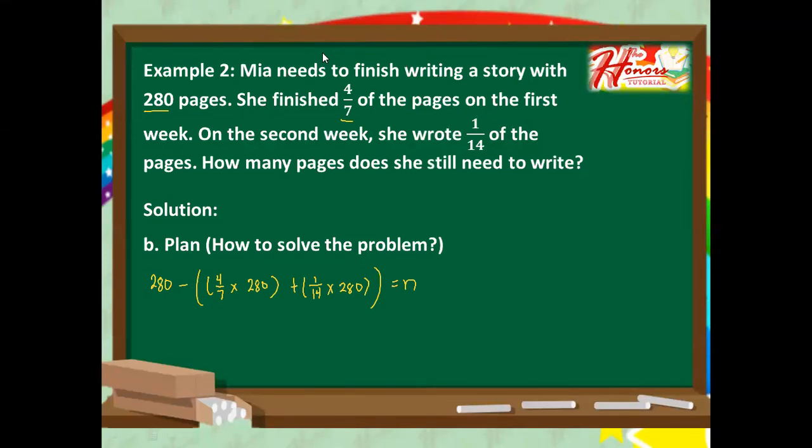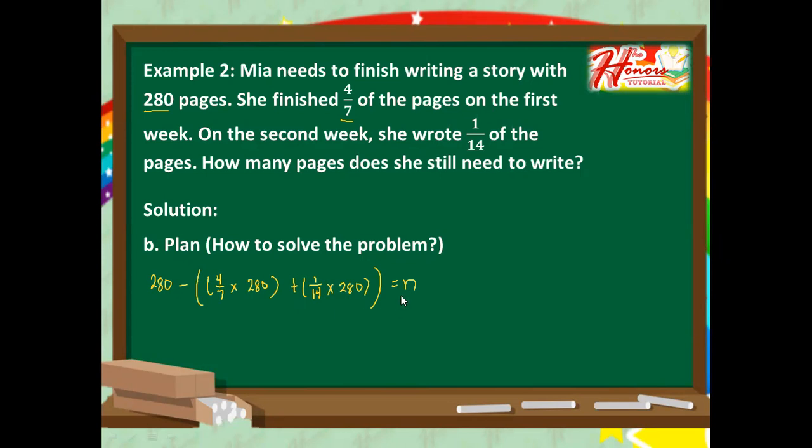And then it is also stated, why is it plus here? Because she wrote 1 over 14 of the pages on the second week. So she finished another set of pages. Therefore, we have to add the pages that she finished on the first week and the pages that she finished on the second week, for us to know the total pages she finished in the first and second week. And then after that, we will subtract it from 280 to know the pages that she still needs to write.